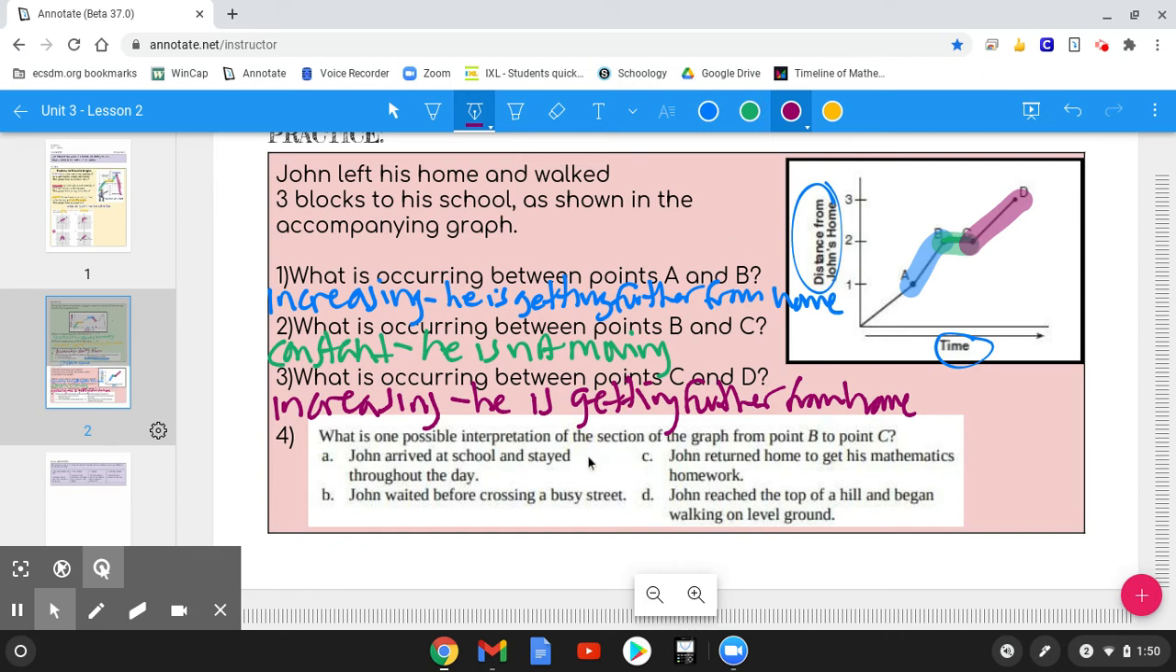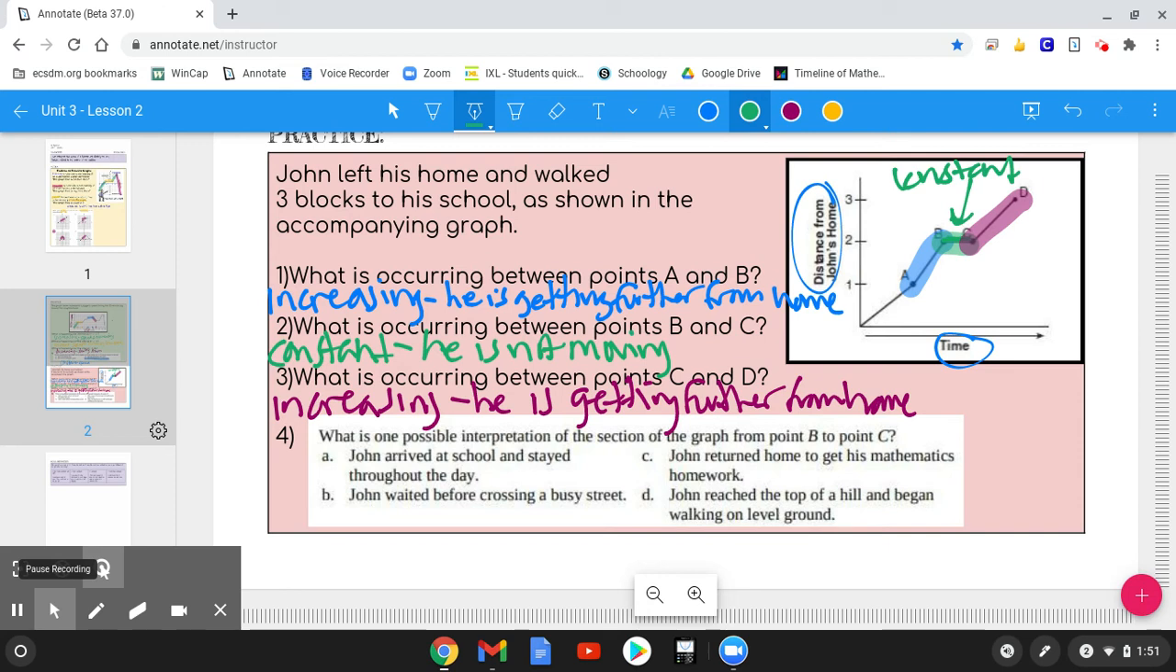What is one possible interpretation of this section of the graph from points B and C? So we're looking back at this green segment here. And remember, we talked about that. That is a constant right there. The distance is not changing. So John arrived at school and stayed throughout the day. Would that mean his distance from home isn't changing? John waited before crossing a busy street. John returned home to get his math homework. Or John reached the top of a hill and began walking on level ground.